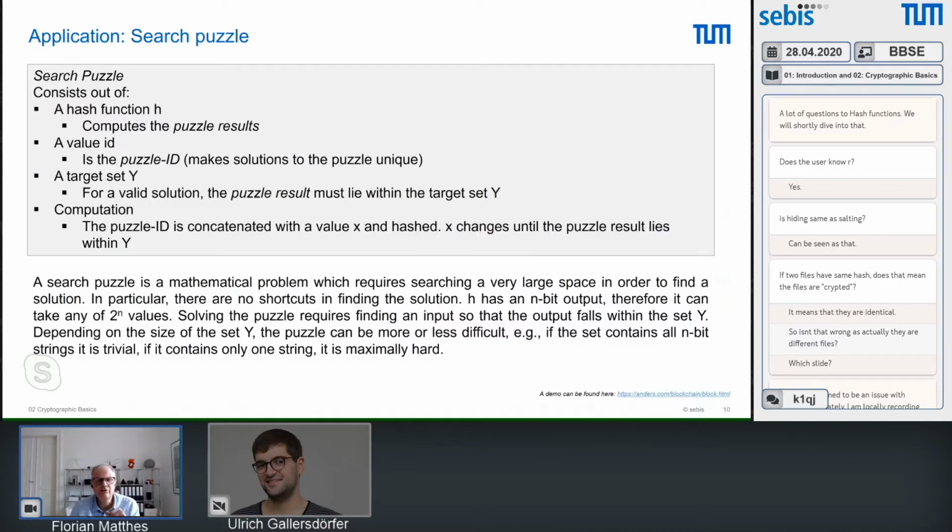Are there any questions regarding the search puzzle? There aren't any questions regarding the search puzzle, but we have some questions about the hash function itself. And maybe we can go cryptographic and do that, but I think we are finished with hash functions for now. Or there is one slide missing, something like that.